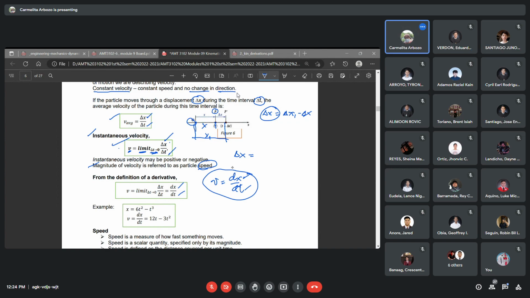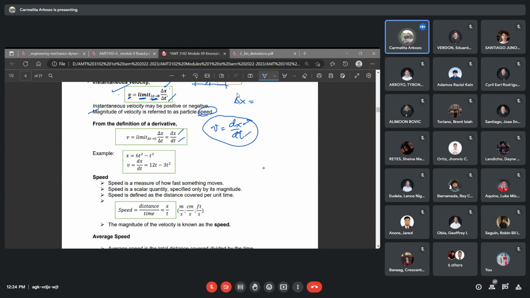Example, itong kanina, ang displacement natin na given x ay 6t squared minus t cubed. So, kung ganito yung given na value ng displacement x, ang gagawin ninyo ay kukunin ninyo yung derivative niya para makuha natin si velocity. Alam niyo naman na yung calculus, di ba? Okay, so the derivative of u raised to n over dt, formula mo is equal to nu^(n-1). Okay?